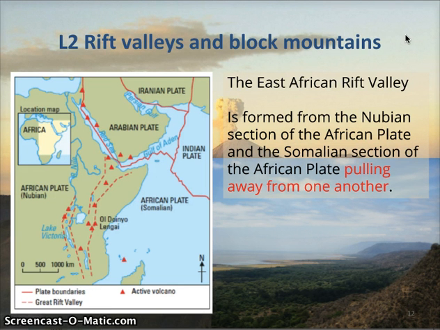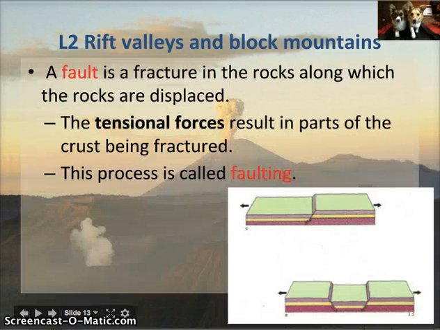Now, the East African Rift Valley is the one that we'll mainly be learning, and this is formed when the Nubian section of the African plate and the Somalian section of the African plate are pulling apart from one another. So this breaks open the land and causes what you see in this picture below. You may also have seen pictures of this when we learned about divergence. Now this happens because of the faults that are created.